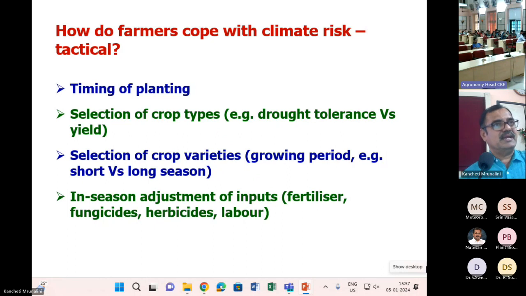So under these tactical decisions, time of planting is very much important. That depends again on the onset of monsoon, availability of labor, availability of inputs or finance. So all these factors influence the time of sowing. So the time of sowing is very much important, and it has a significant contribution to increasing the crop yield.